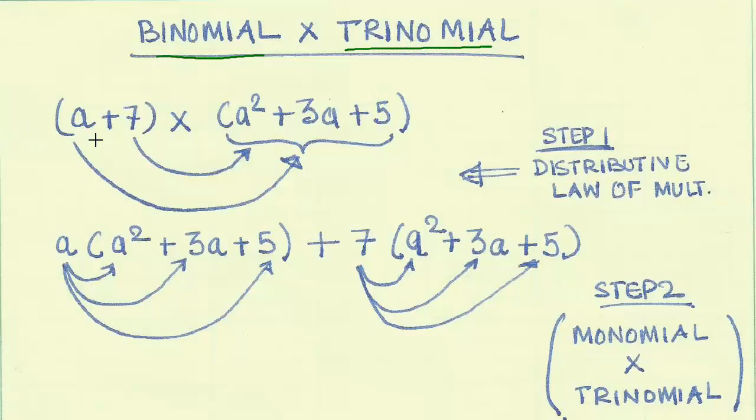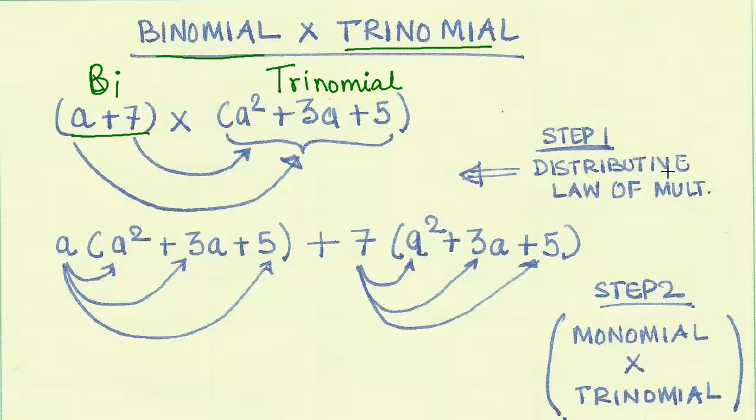So the sum that we are given over here is: multiply a plus 7 by a square plus 3a plus 5. So this is a binomial, and this is a trinomial. So it has three terms.